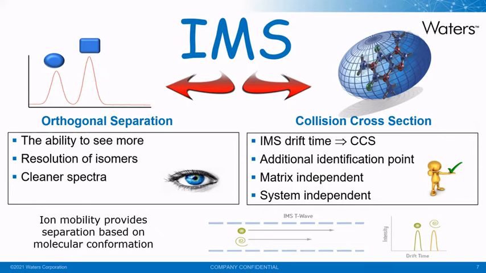Alongside that, each molecule can have a collisional cross-section calculated, and this is independent of matrix, independent of the system, and it's specific to the compound. So this is involved with calibrating the ion mobility cell on the instrument, and it can improve confidence. We can build libraries and search libraries of CCS values to improve that confidence in identifying that compound.